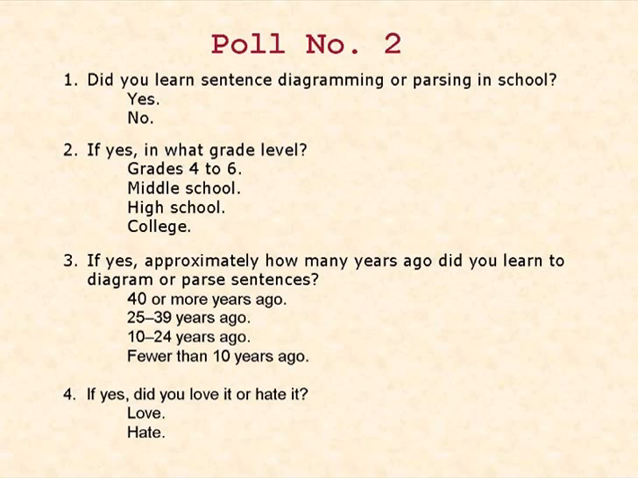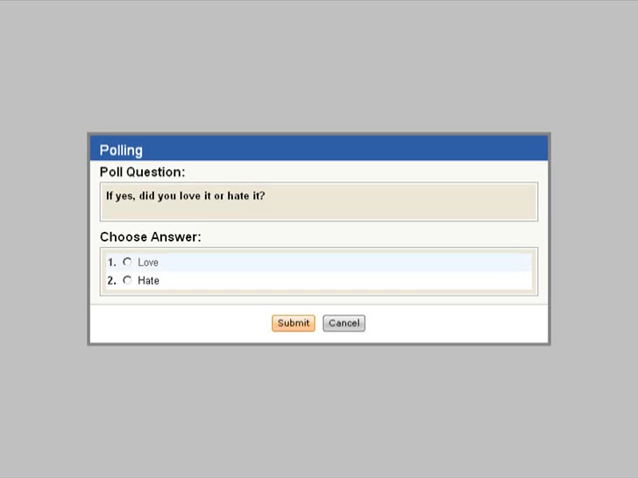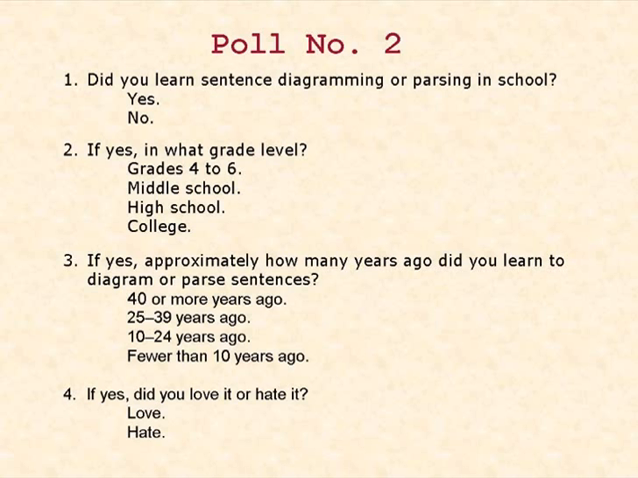I've done some informal surveying in the last 6 months, and nobody I have talked with about diagramming has been somewhere in the middle. Everybody, if he or she learned it, has either loved it or hated it, so we didn't even give you a middle-of-the-road option in the poll. Did we get that result yet? I can't see the result yet, but we can easily move on. Looks like some love it, some hate it. Here we go.